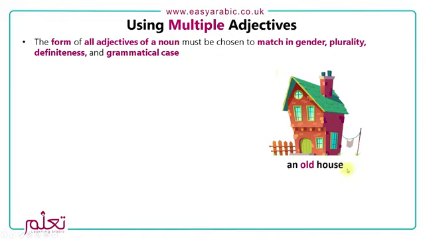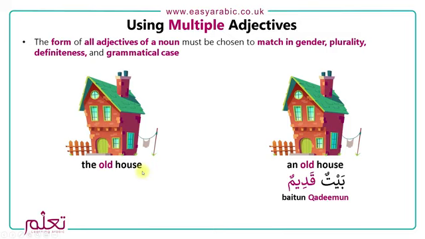So here we've got an old house. So it is Baytun Qadimun. Baytun Qadimun. And we say then the old house will be Al Baytu Al Qadimu. Okay, so that is when it's just one.